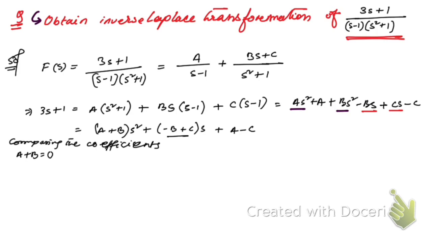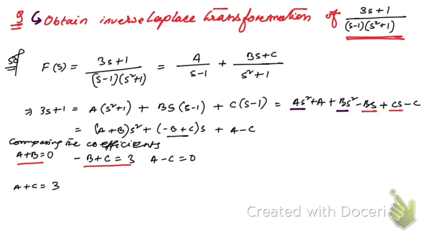Then minus b plus c is 3. Here minus b plus c is equal to 3, then a minus c is equal to 1, a constant. So here it should be b plus c. Now what we're going to do here: first let us add these two. Then minus b plus b will be cancelled, then a plus c is going to be equal to 0 plus 3, that's 3.